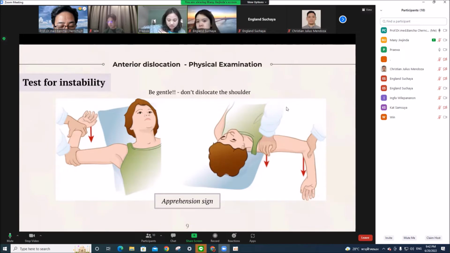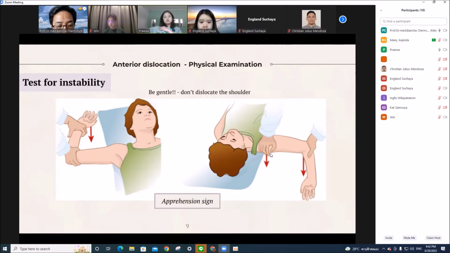Actually, the right picture is the relocation test. The left picture is the apprehension test, right? When the patient has pain, you push the shoulder to the back. That means you are preventing the shoulder from coming out, right? You push it back, so the feeling of pain will be gone.